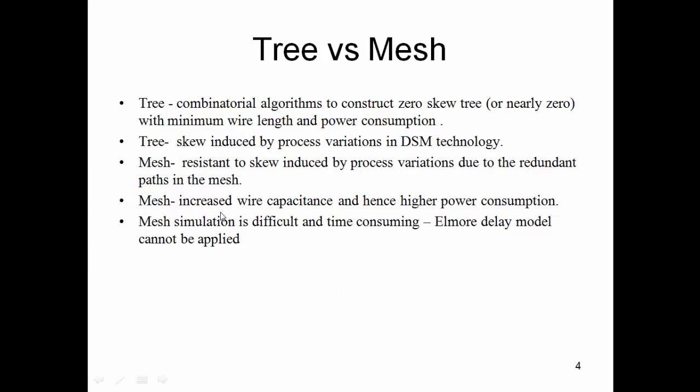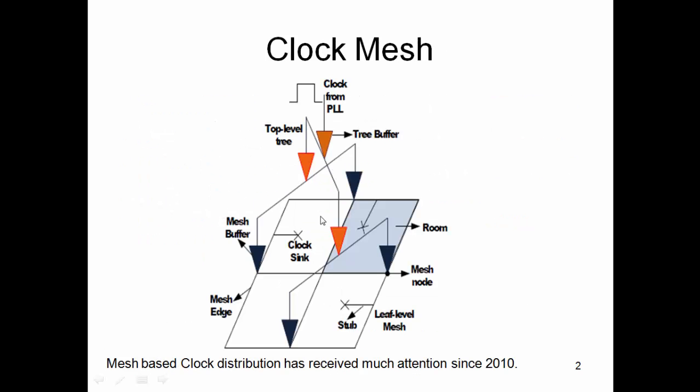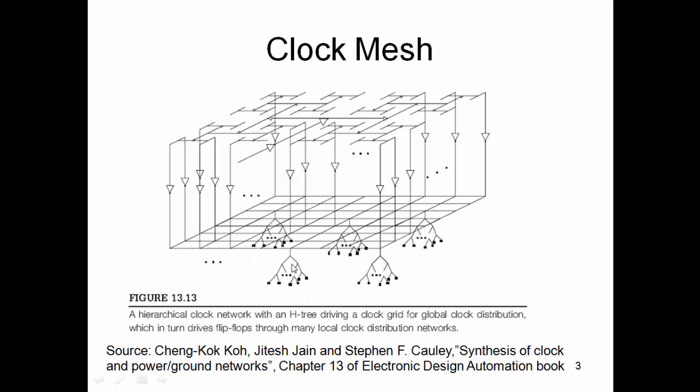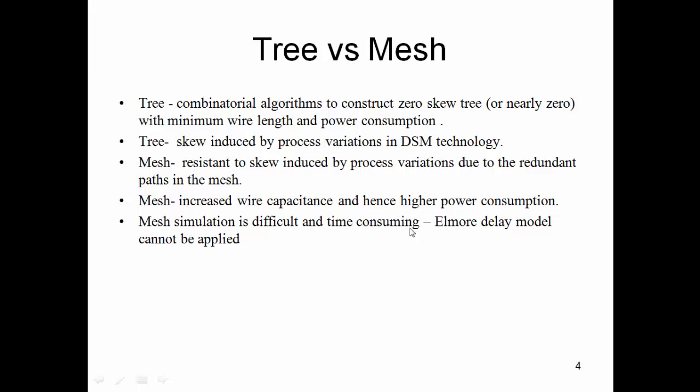As you have seen, when we have a mesh based distribution, we end up using more wires, hence more wire capacitance, and hence more dynamic power dissipation, because every clock period the clock has to drive the whole mesh capacitance. So the dynamic power dissipation C_L V_DD squared f increases.